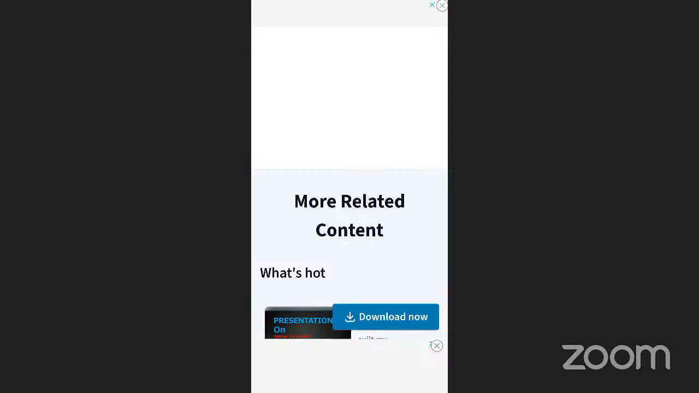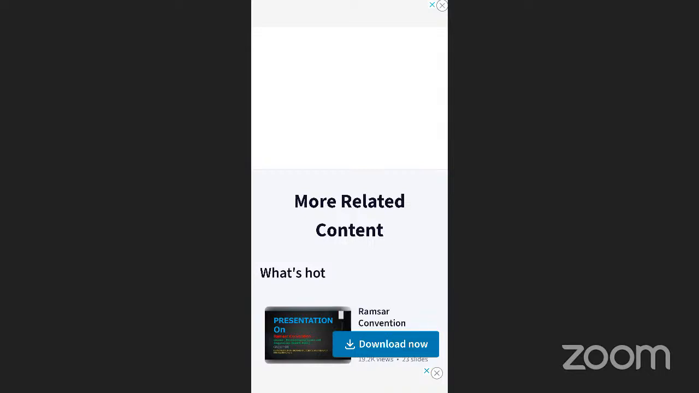And the Air Act 1981. The Act aims to control and prevent air pollution in India. What are the main objectives of the Air Act 1981? To provide for the prevention, control, and abatement of air pollution, and to provide for the establishment of boards at the central and state levels to implement the Act, CPCB.